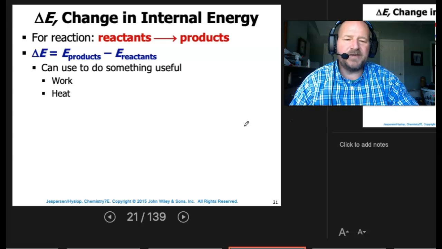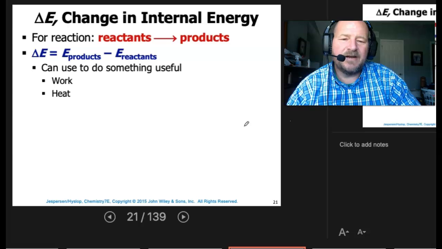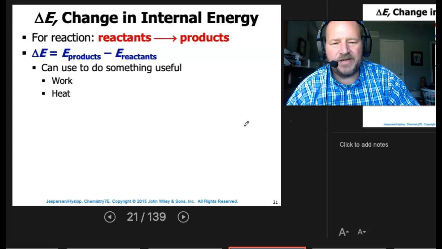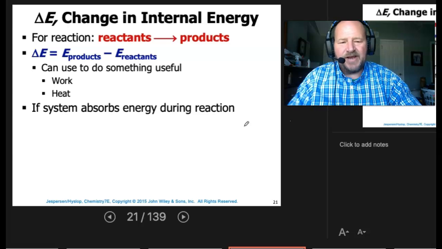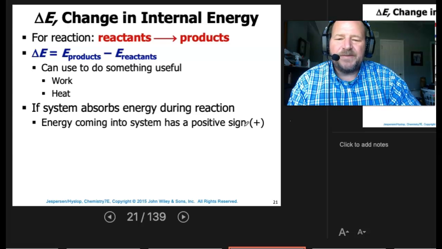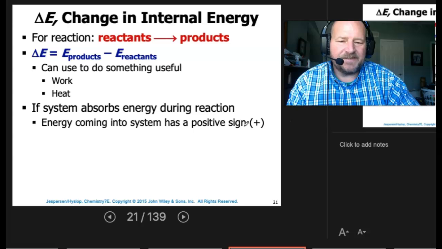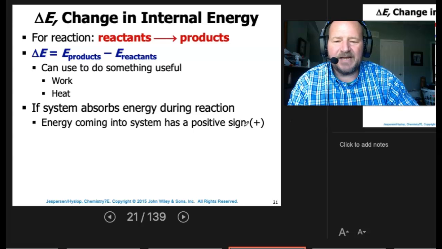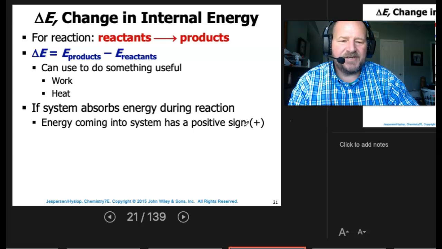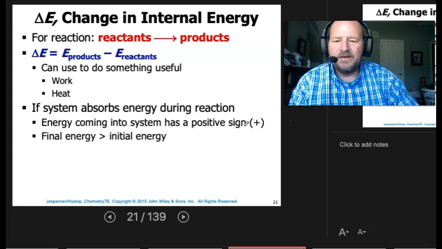How much work is being done by the system and how much heat is coming off of or going into the system. If the system absorbs energy during the reaction, then the energy coming into the system is going to have a positive sign. So if the system absorbs energy, delta E is going to be positive. The final energy is then greater than the initial energy.